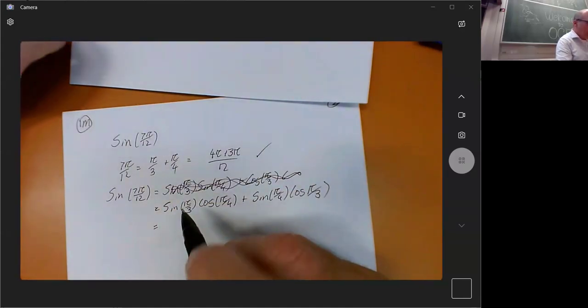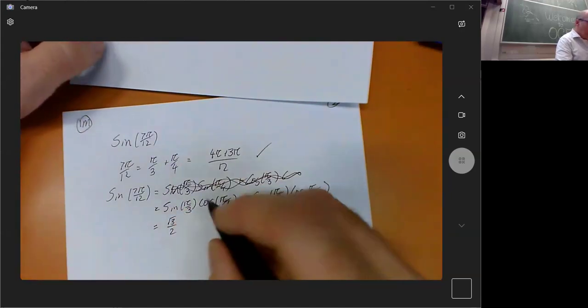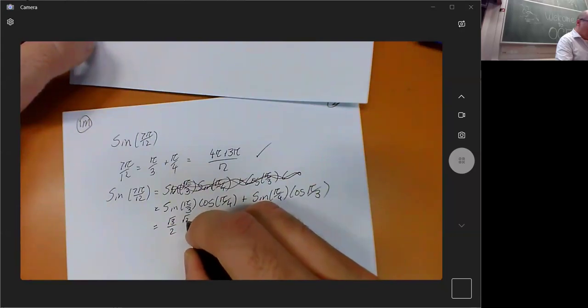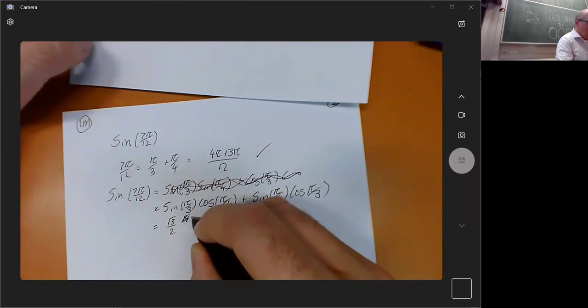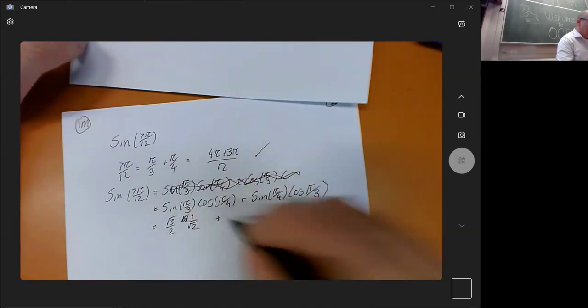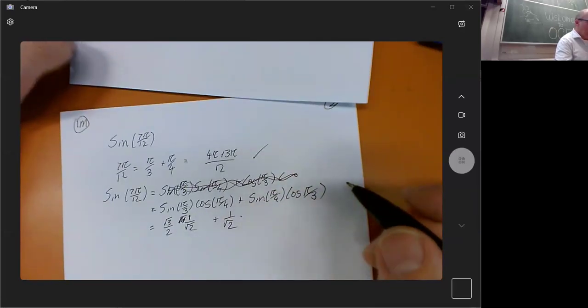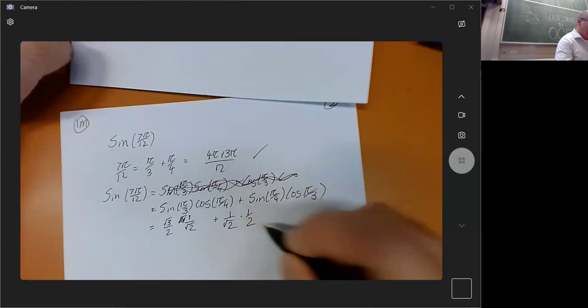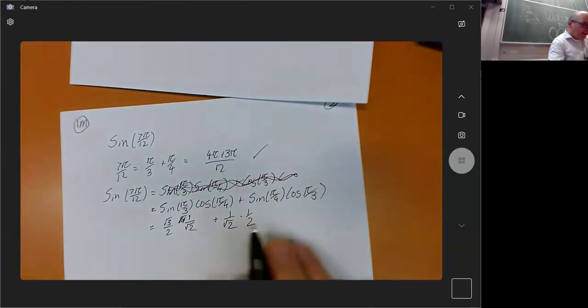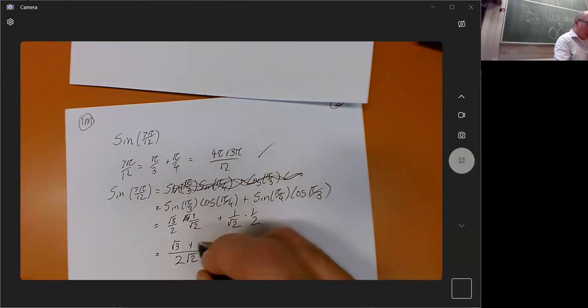Okie dokie. What did I say sine of pi on 3 was? I said it was root 3 on 2. Cos of pi on 4 is root 2, I'm going to write it out. Yeah, no, 1 on root 2. I like that better. Plus 1 on root 2, and then cosine of pi on 3 is a half. And so these actually have the same denominator. All right, so these both have a denominator of 2 root 2. And I'm going to have root 3 plus 1.